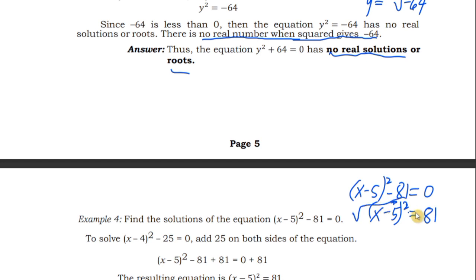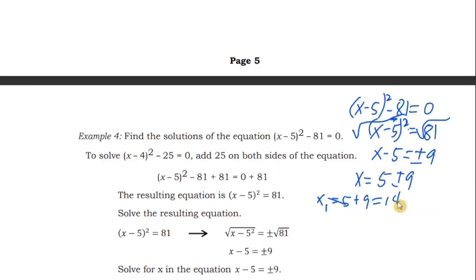Then extract both sides by the square root. So x minus 5, the square root of the square of a number is the number itself. Then here we have plus or minus 9, because the square root of 81 is 9. So the first one is, we have x is 5 plus or minus 9. Then first x is 5 plus 9, which is 14, and then the other x, the second x, is 5 minus 9, and that is negative 4.